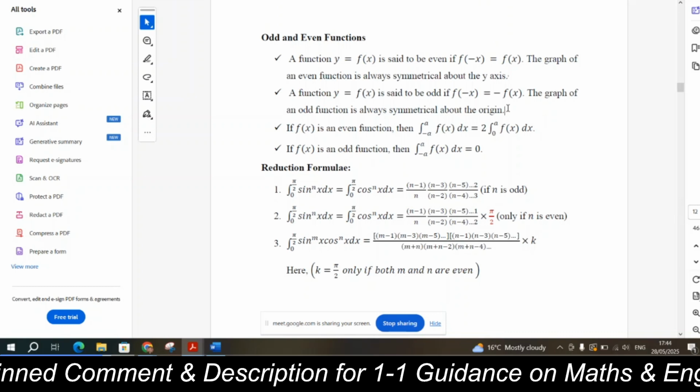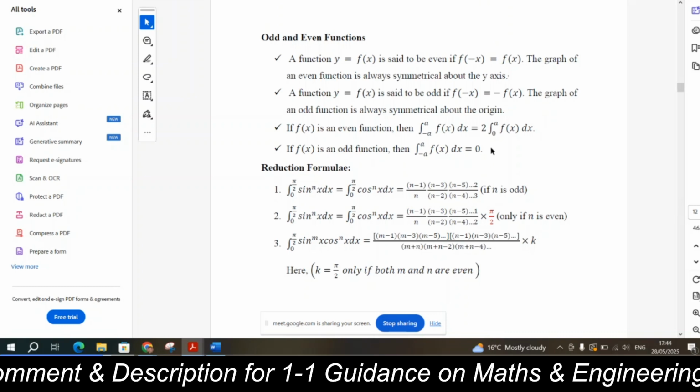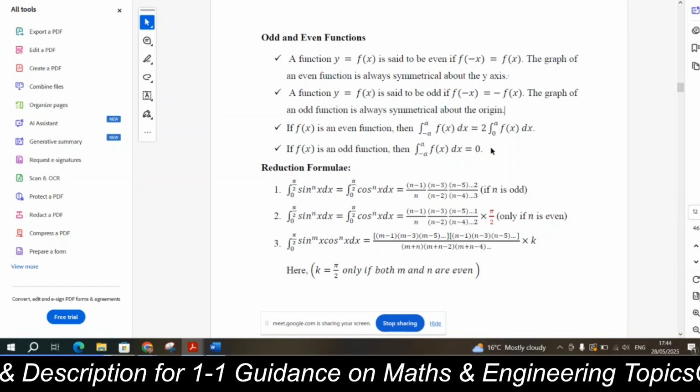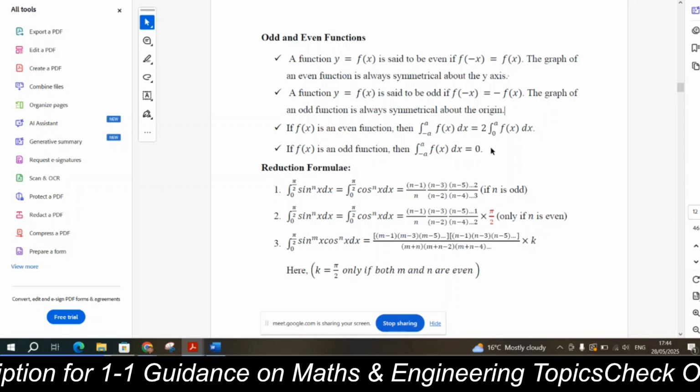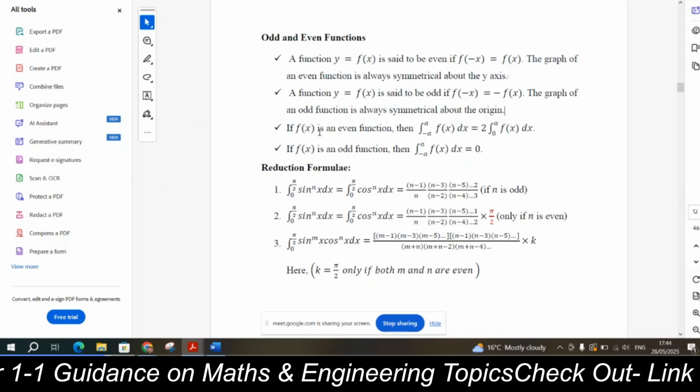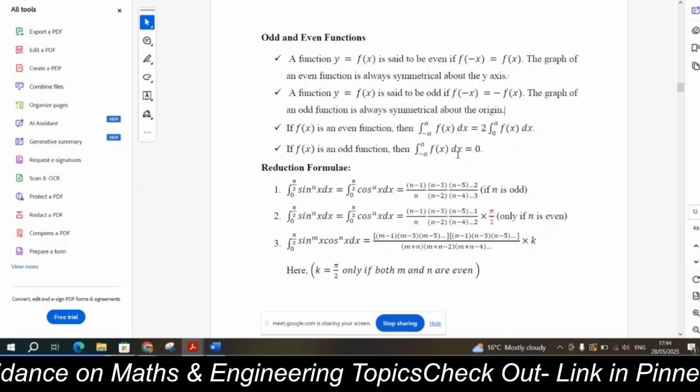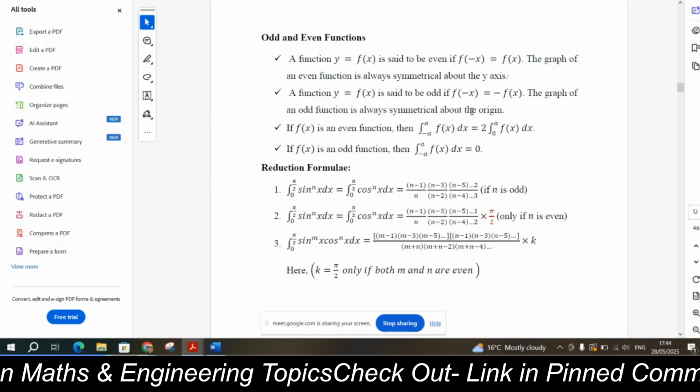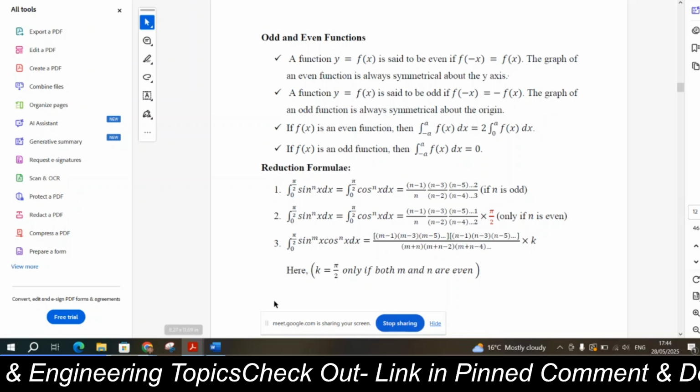Okay, understand this. If you have a function which is not even, don't conclude that it is odd. Check if it is odd, and if it is odd, then okay. If it is not, you will know. So how does it work? If f of x is an even function, then what happens with the integral aspect?